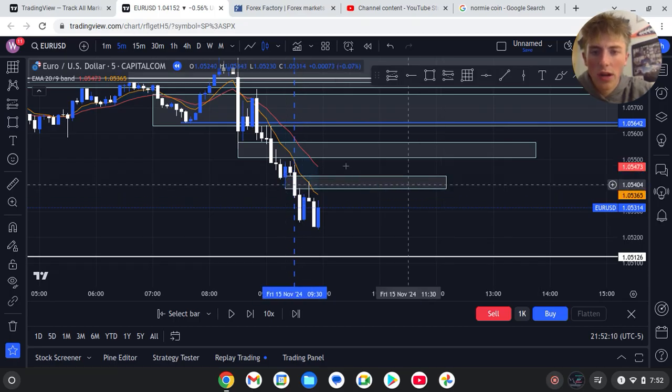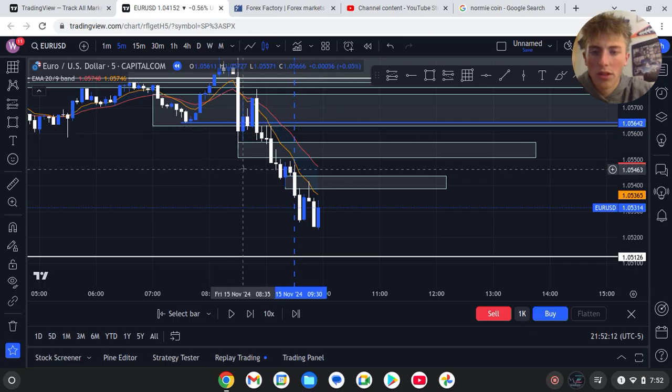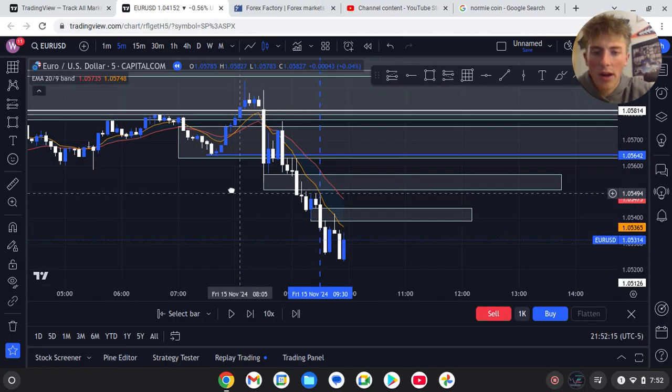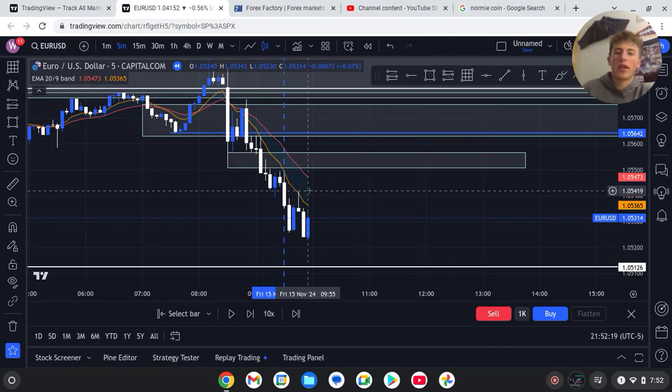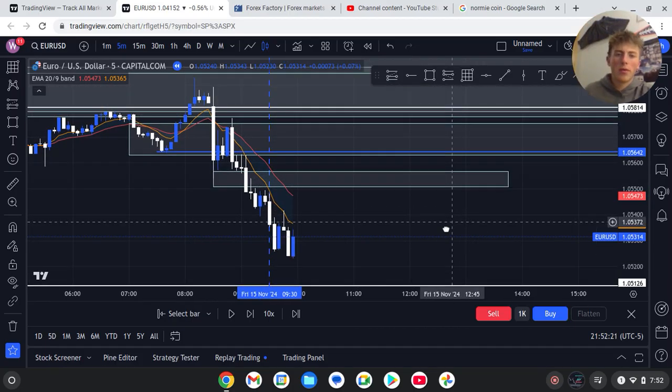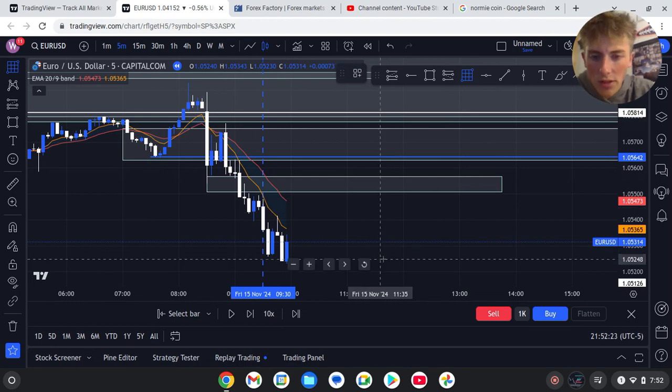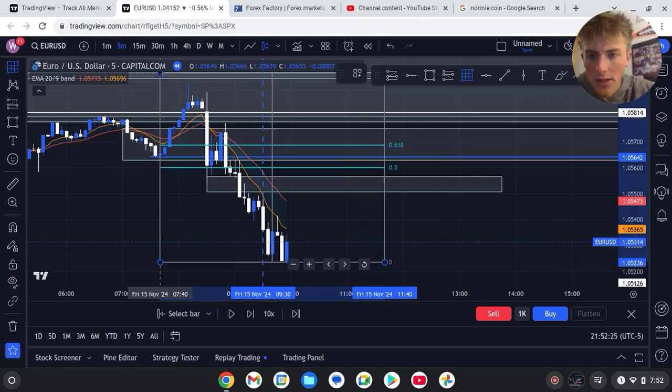So we got our liquidity sweep, we got our break of structure on the 5 minute, and now we're basically just waiting for any sort of pullback into a fair value gap or an order block, or maybe even equilibrium of this small range right here to take shorts.